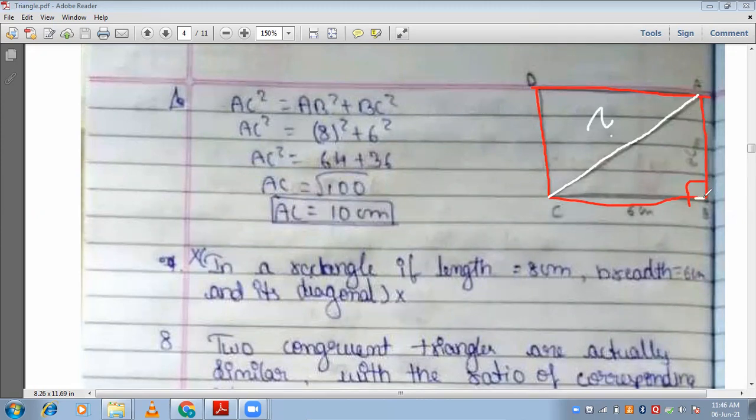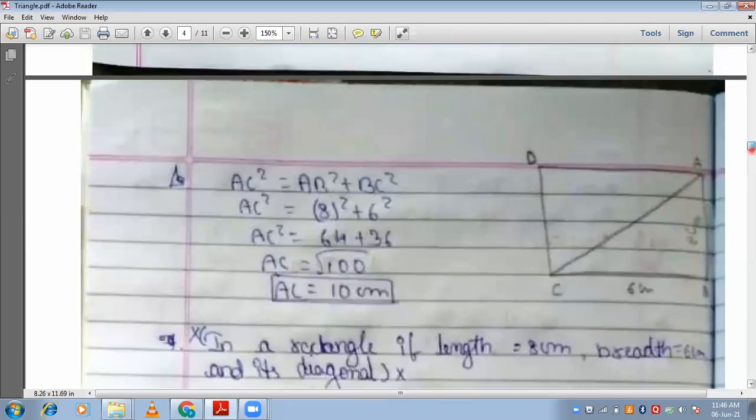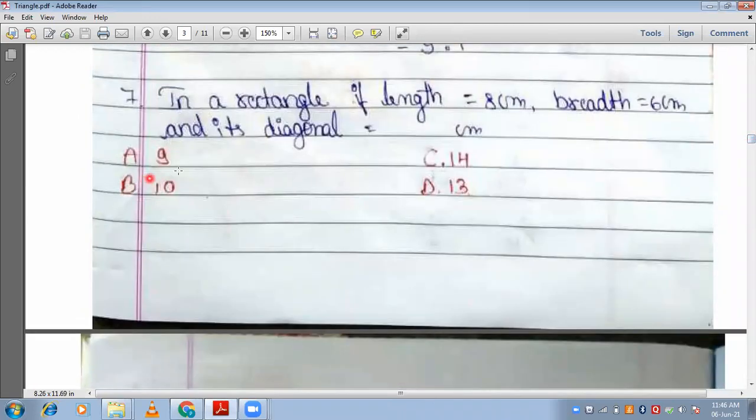Now, there is a 90 degree angle there. So apply Pythagoras theorem. For triangle ABC, one angle must be equal to 90 degrees. Angle B is equal to 90 degrees. So apply Pythagoras theorem: AC square is equal to AB square plus BC square. Now substitute the values. You will get AC is equal to 10 centimeter. So the length of the diagonal in the rectangle is equal to how much? 10 centimeter. So which option is correct? Check here. Option B is correct.